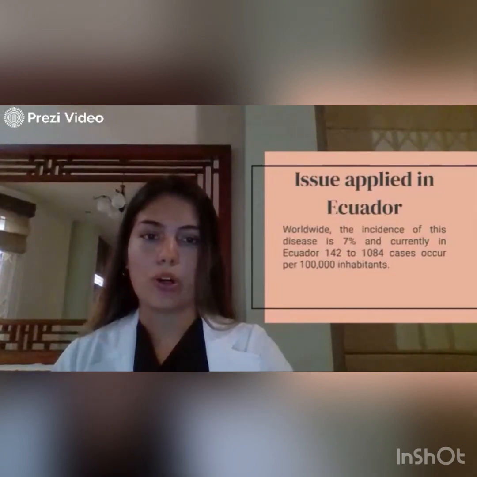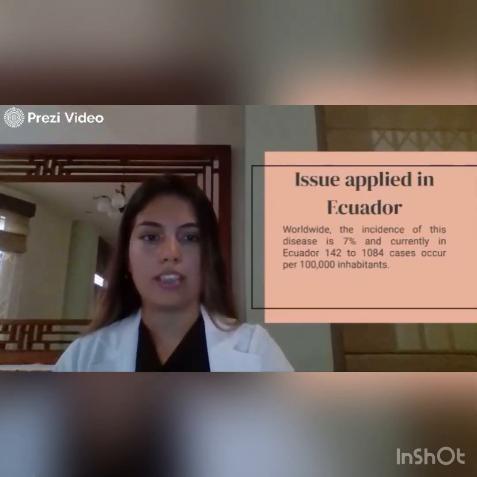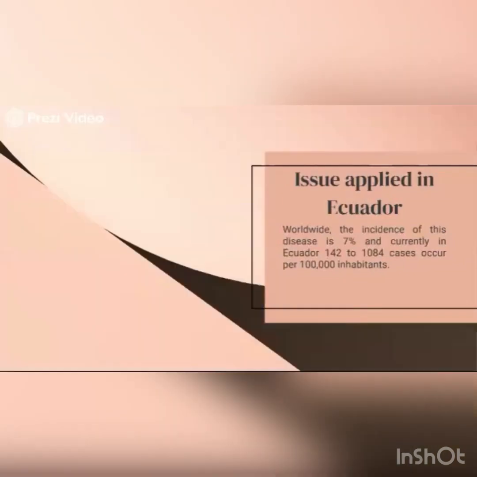Issue applying in Ecuador. Worldwide, the incidence of this disease is 7%, and currently in Ecuador, 142 to 1084 cases occur per 1,000 inhabitants.